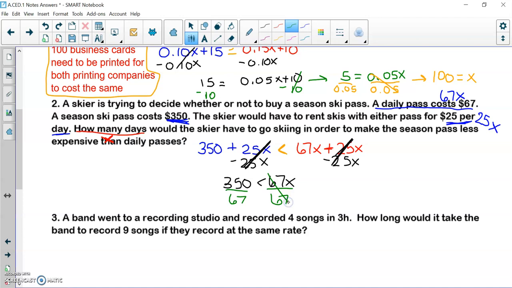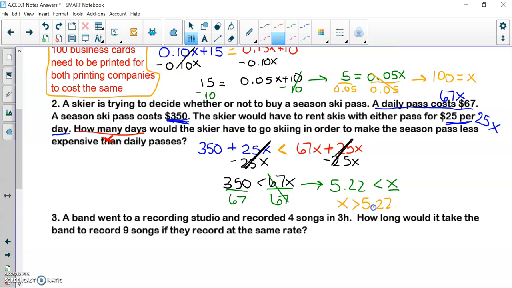Now, this is going to get a little tricky, and we're going to need to use our common knowledge or common sense to think about this. So 350 divided by 67 is 5.22. That is going to be less than x. X represents the number of days. I could rewrite this as x is greater than 5.22.